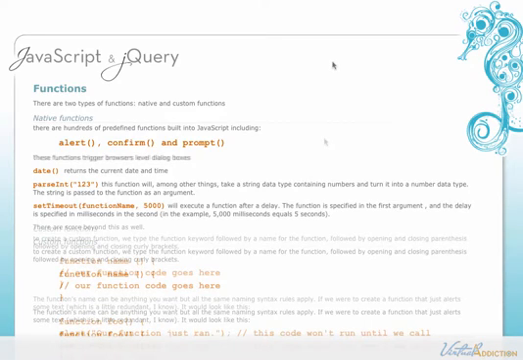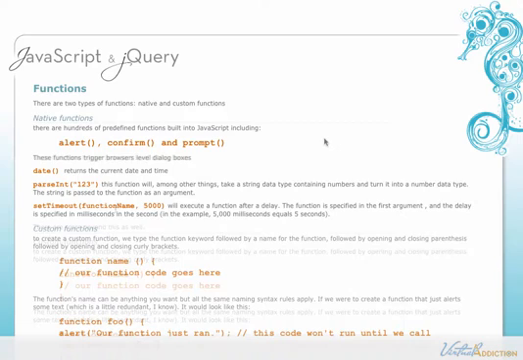For instance, date returns the current date and time. If you use parseInt, this function, among other things, is going to take a string data type containing numbers and turn them into the number data type. The string is passed to the function as an argument. If we use setTimeout, this is going to execute a function after a specific delay. The function is specified in the first argument, in this case function name, and then the delay is specified in milliseconds in the second argument. In this example, 5,000 milliseconds equals 5 seconds. There are scores more beyond these as well.